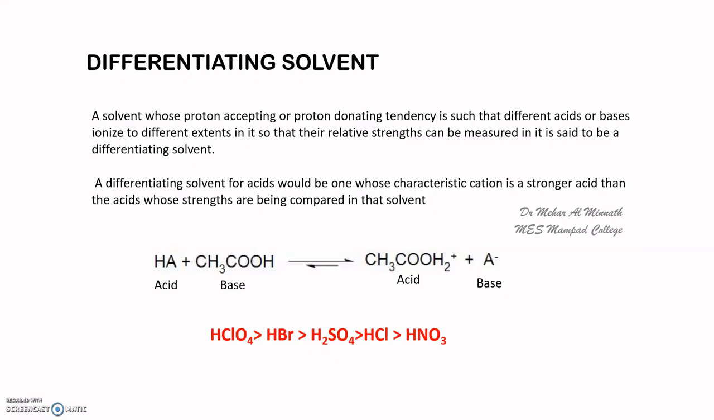Okay, it is because the cation of the acid is stronger than the strength of the acid. And thus these acids will show their different strength in acetic acid. So acetic acid is a differentiating solvent for these acids.